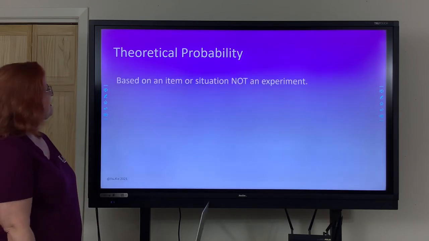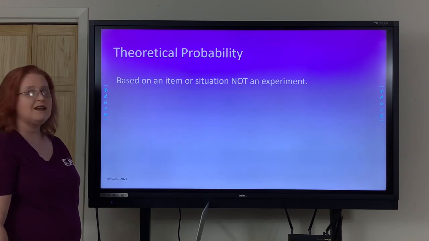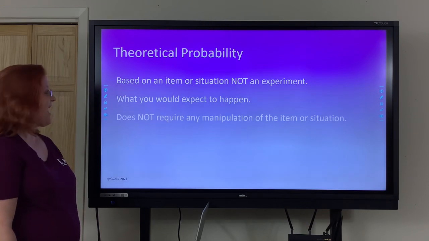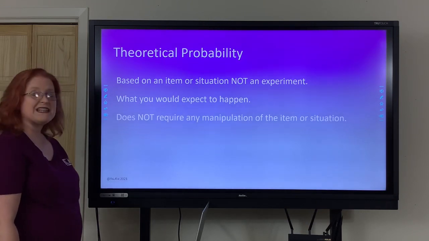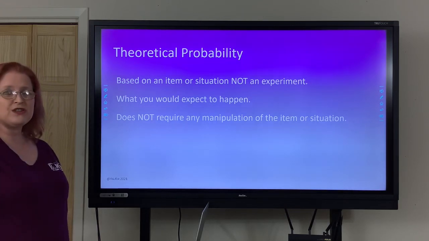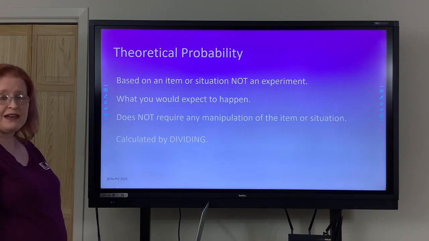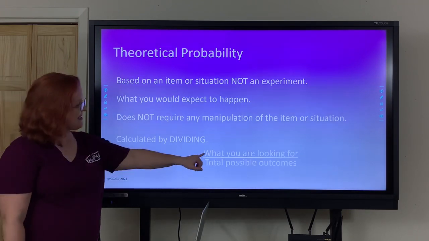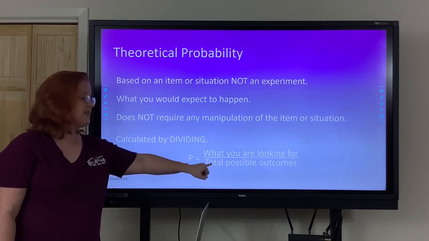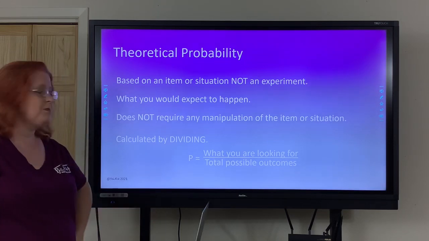Theoretical probability is based on an item or situation only, not an experiment. Okay, it's not got any actions. It's what you would expect to happen, and it does not require any manipulation of the object or the item. And it's calculated by dividing. And what you divide is what you're looking for divided by the total possible outcomes that can happen. That's how you find your probability.